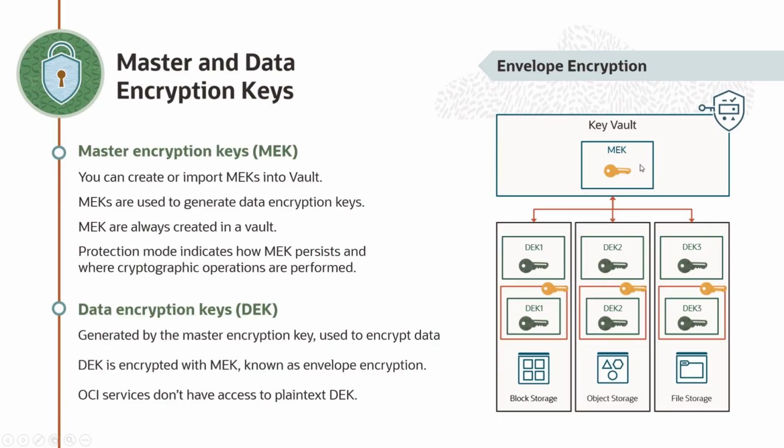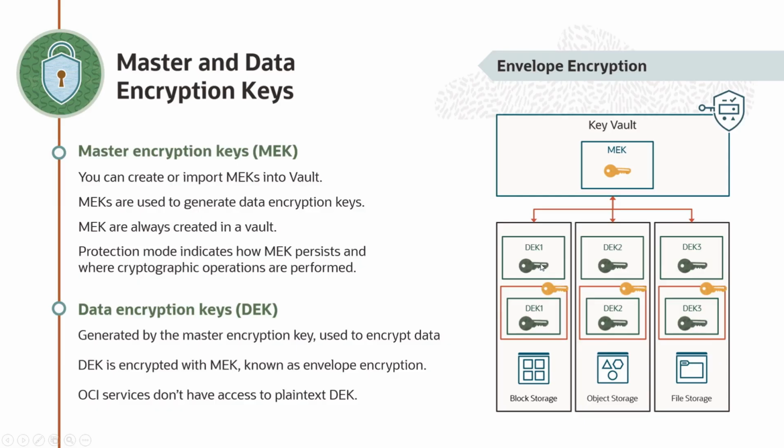These keys are always created inside a vault, and depending on the protection mode, sometimes you cannot even export them outside the vault. And what the master encryption key does is it generates this thing called a data encryption key. As you can see here, the data encryption key is a plain text key, and the master key also encrypts the data encryption key and sends it to the different services.